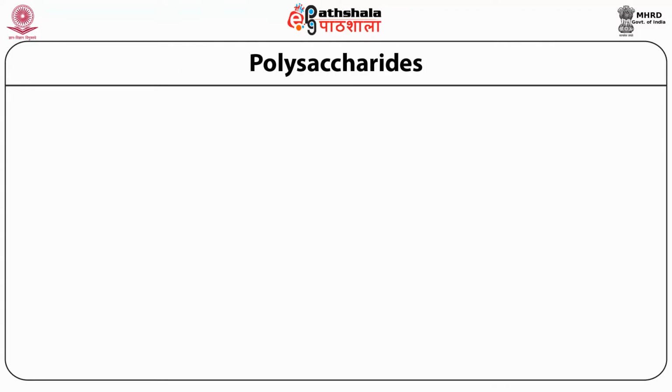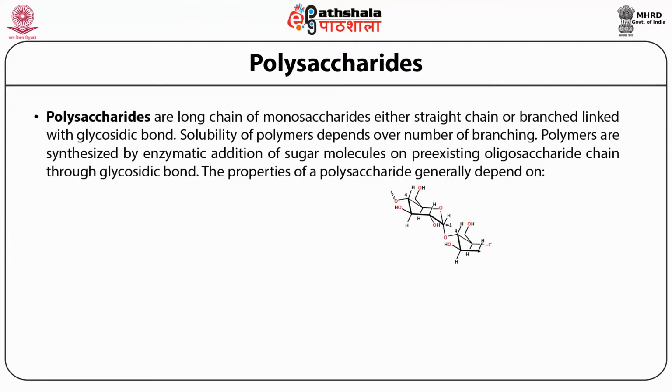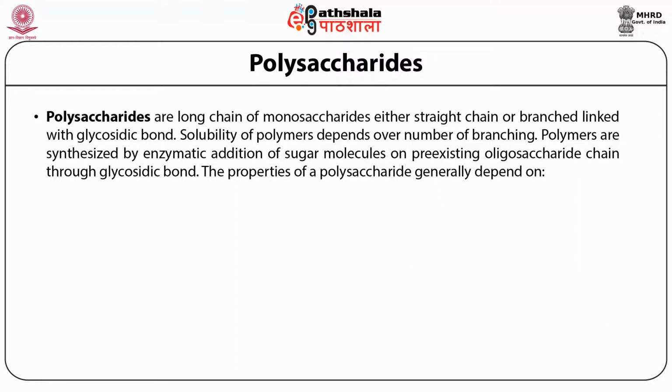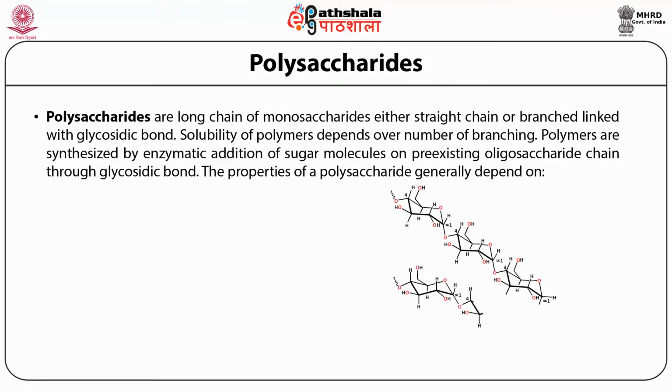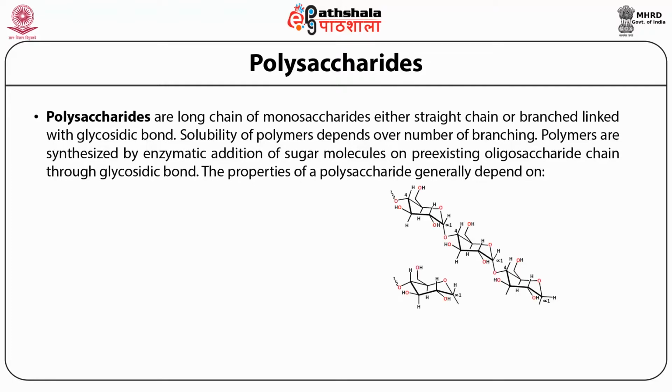Well, students, let's talk about polysaccharides. Generally, polysaccharides are long chains of monosaccharides. They may be a straight chain or branched, and the monomers of the polysaccharide are linked with each other by glycosidic bonds. The solubility of polymers depends on the amount of branching present. When it is highly branched, it will be more soluble.